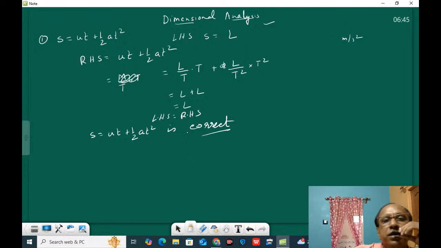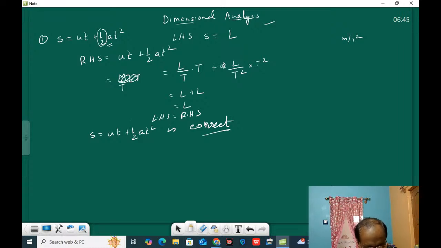There are some limitations of dimensional analysis. We cannot find this half, we cannot find the constant. If the dimension of the left hand side and right hand side are equal, you can say the formula is correct, right? But we cannot find the constant value, that is half, by dimensional analysis. This is the limitation of dimensional analysis.